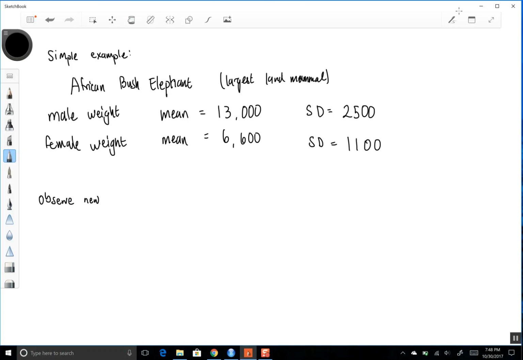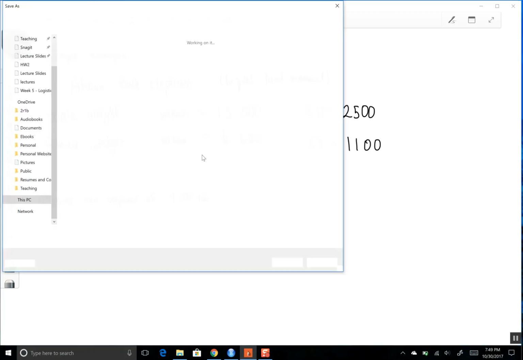And so let's say something comes along, and you observe a new elephant weighing 9,000 pounds. Do we guess? We have to guess either this is a male or a female based on its weight. Okay, this is what we want to do.